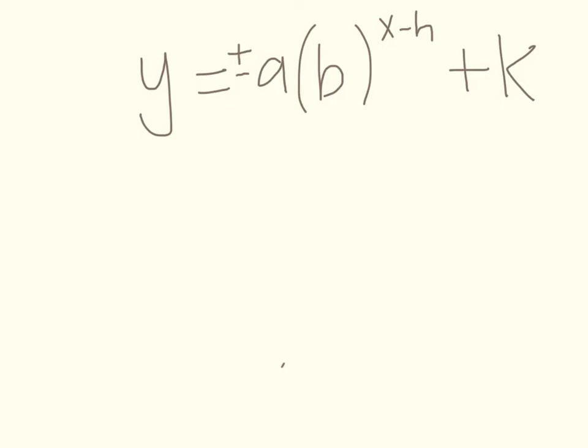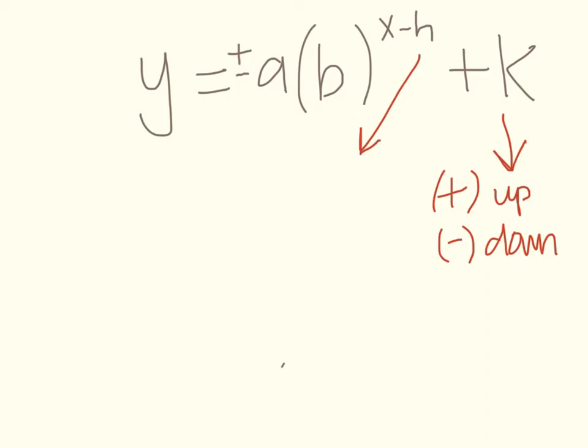Just like in any other function, k tells us whether or not we're going to go up or down. If you have a positive, you're going to go up. And if you have a negative, you're going to move down. H, just like in quadratic function, is opposite of your intuition. So if you have a positive, that means you're going to go left. And if you have a negative, that means you're going to go right.